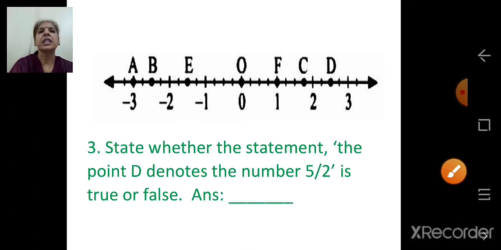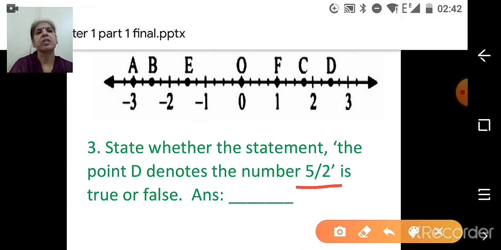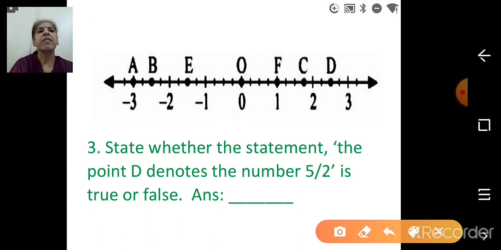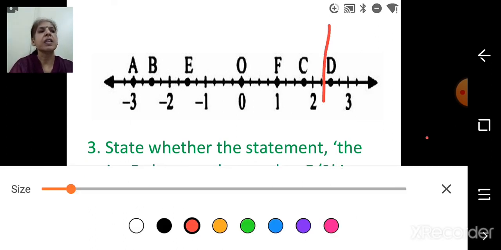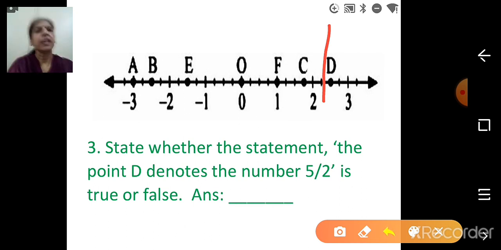Next one is: state whether the statement, the point D denotes the number 5 upon 2, is true or false. So first of all, we have to find where D is. This is point D, right? Neatly you see, this is point D. So we have to see now which number it is.